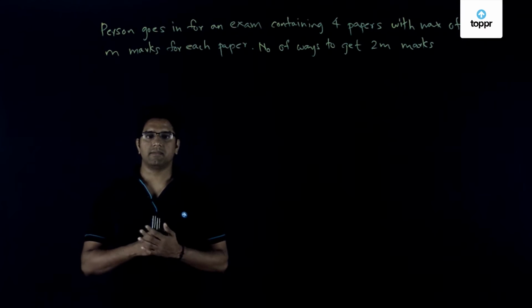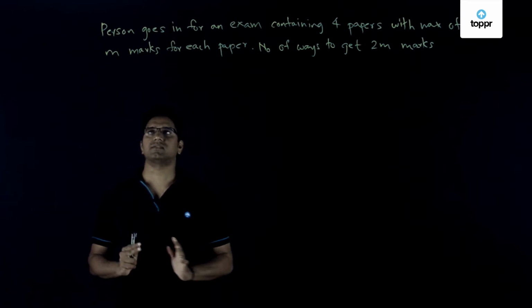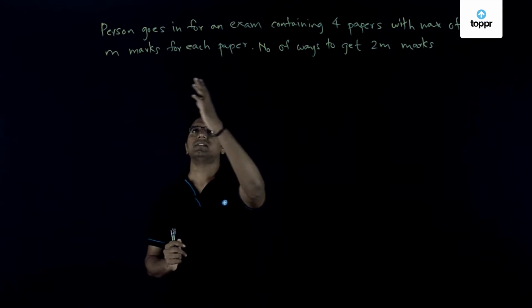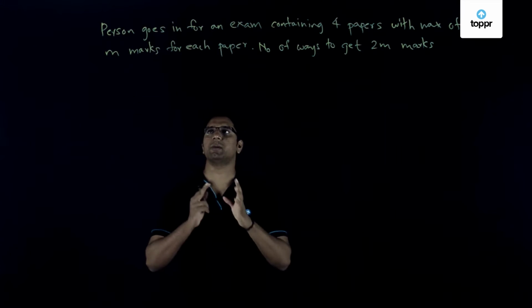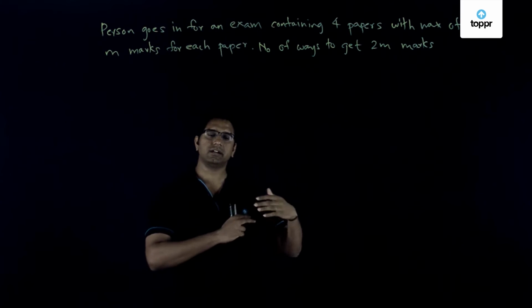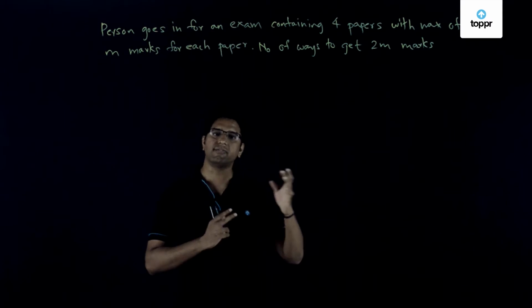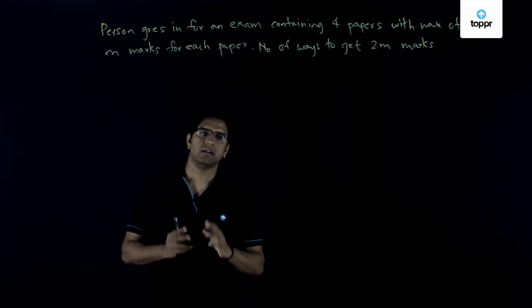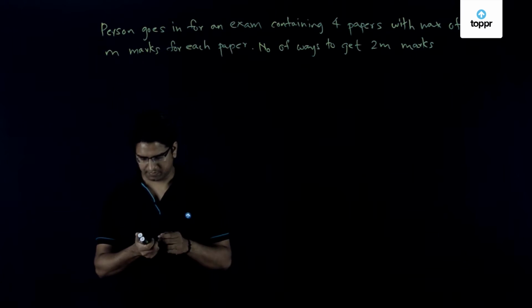In this problem involving binomial theorem, the problem is as follows. A person goes in for an exam which contains 4 papers, with each paper having a maximum of m marks. We have to find all possible ways in which this person can get a total of 2m marks. So, how can we translate this problem into a problem involving binomial theorem?